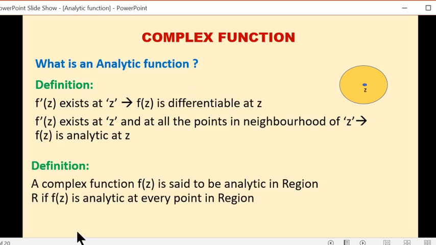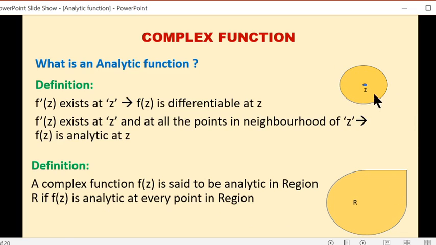Then there is one more concept, that is a function being analytic in a region. So you can have a region R, any shape. I have just used one shape from PowerPoint shapes. Okay, it could be any shape ka region. A complex function f of z is said to be analytic in region R if f of z is analytic at each and every point in the region.